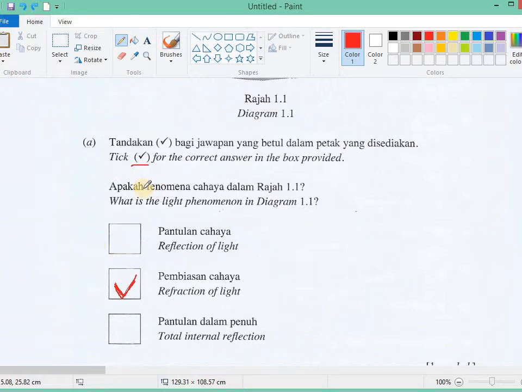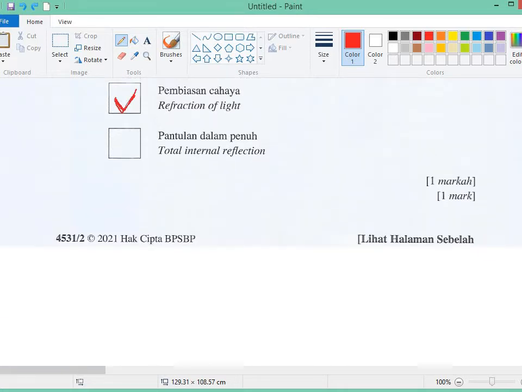So make sure that if you change your answer, you erase the wrong answer clean. Erase it clean. Don't leave any sign. If a little bit, it's still okay. But make sure that the one that you mark correct and the one that you want to erase off are clearly different. Alright, so next.